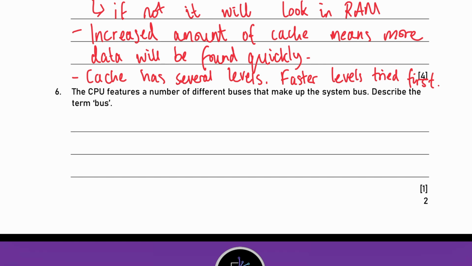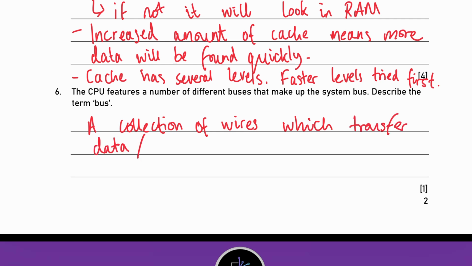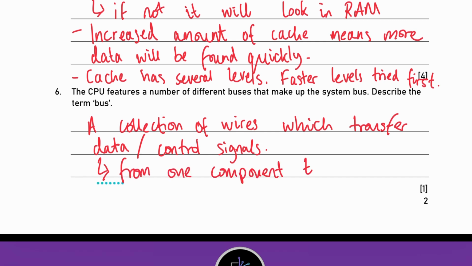Question 6 is on the term bus, and that the CPU features a number of different buses that make up the system bus. We have to describe the term bus in general, and for 1 mark, a bus is simply a collection of wires which transfer either data or control signals. You could mention that they transfer from one component to another. So just to be safe, if it was a 2-mark question, you would mention that it will be from one component to another.